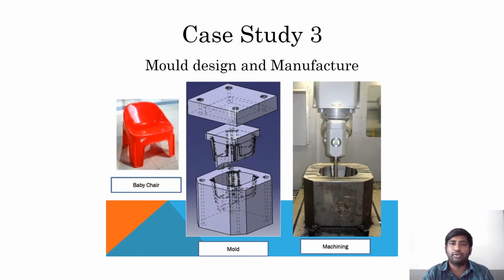Okay, let's move on to case study 3: mold design and manufacture. Here we have one baby chair. Assume that in this case we lost the data of the baby chair. In order to create the baby chair, we have to design a mold. So the 3D scanner comes into the picture again. Using this 3D scanning data, we created this mold. After that the mold will be manufactured and used for further purposes. So this is case study 3.